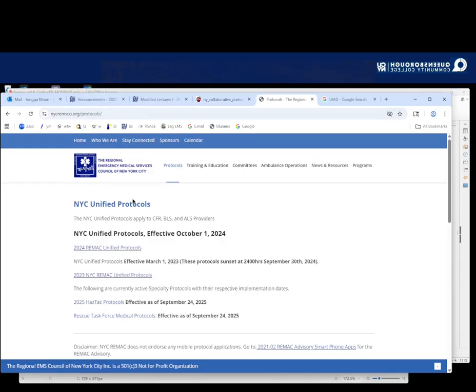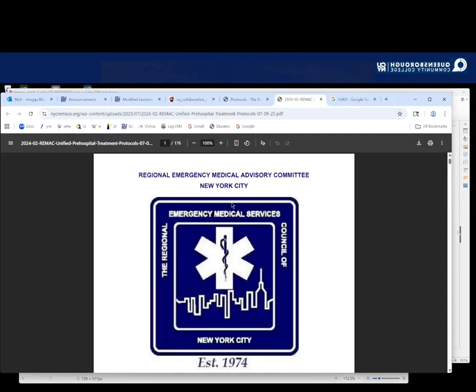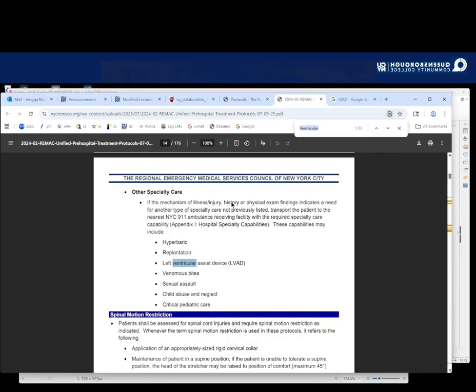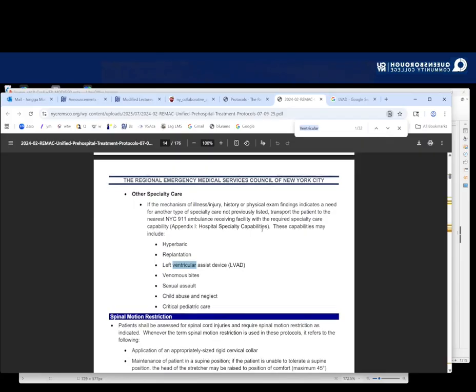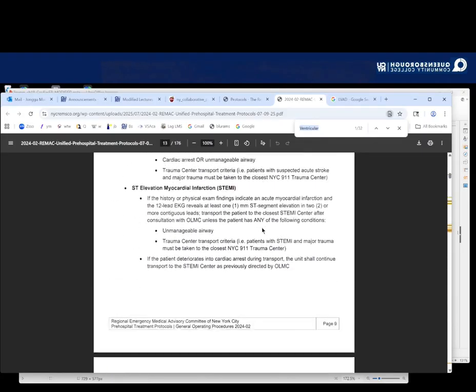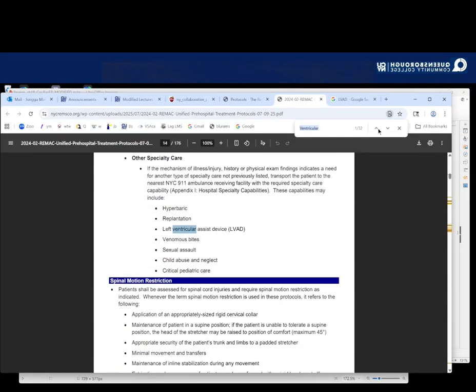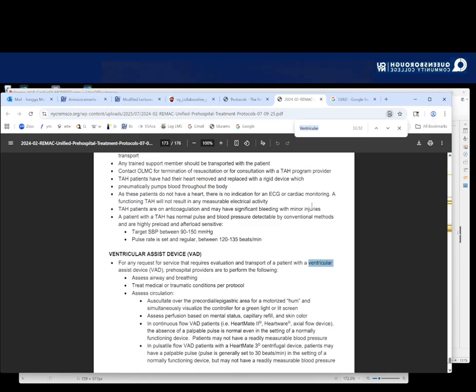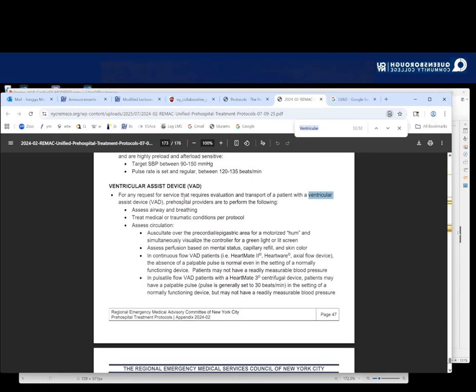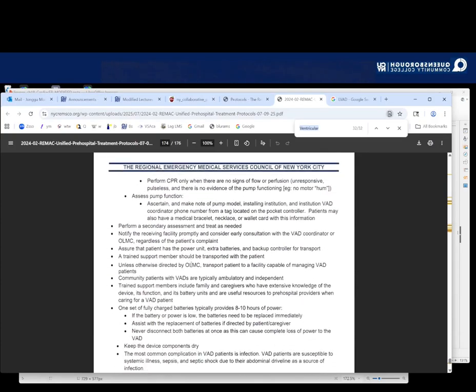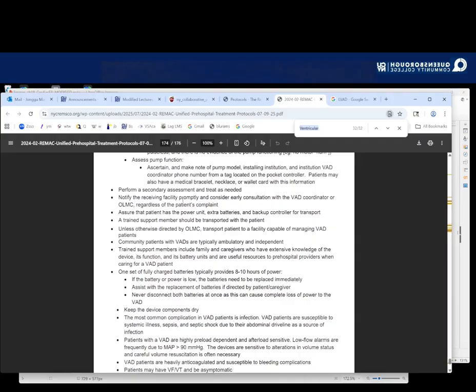This is New York State. So now let's go to New York City, because New York City may have something to say about ventricular assist devices. Table of contents. Let's go to the bottom of the protocol. Okay, so here. Where's the CPR?